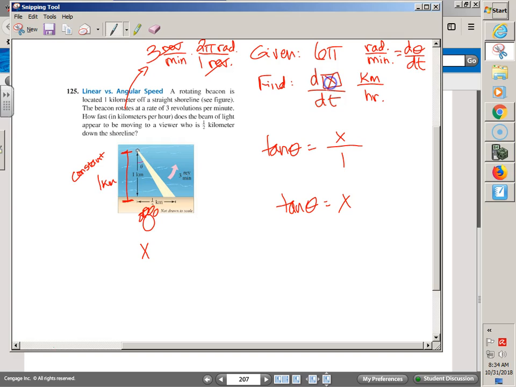So this must be dx/dt, such that x equals 1/2. Does that make sense? I'm going to go ahead and take the derivative of both sides. And this one looks a lot like the tangent example we've done. Was it in notes? Was it in homework? We did it in notes. I remember secant squared of theta, d theta/dt. I had to plug in stuff.